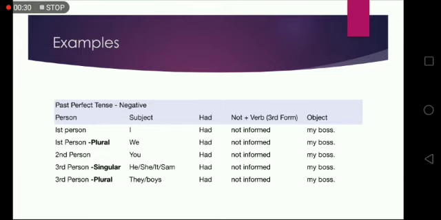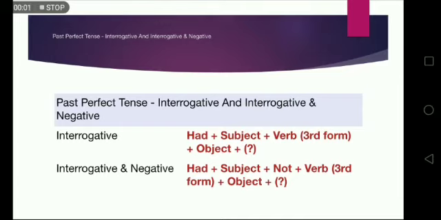Now, when we look at the sentence structures of interrogative and negative interrogative sentences of past perfect tense, we see that our helping verb comes in the beginning of the sentence. Let's see how. In interrogative sentences, first of all we have got our had, then comes our subject, then verb's third form followed by our object and a question mark.